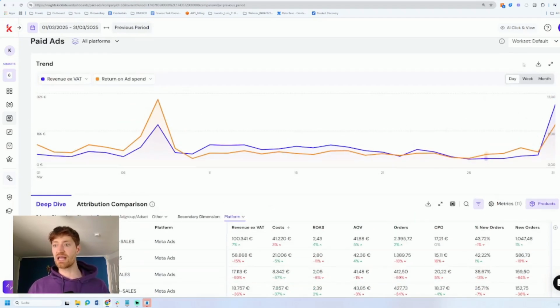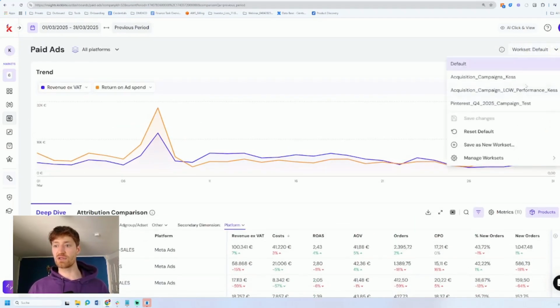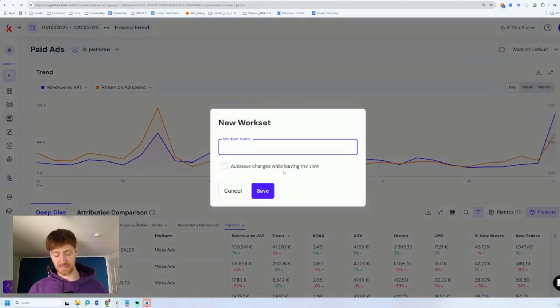Great. The next step is to save this work set and give it a name. We call this prospecting DE campaign optimization, or just campaign. That's enough.